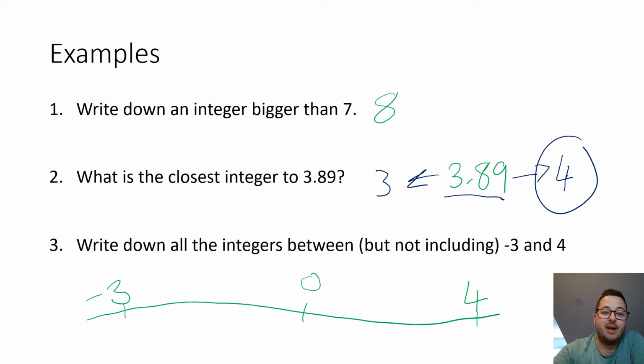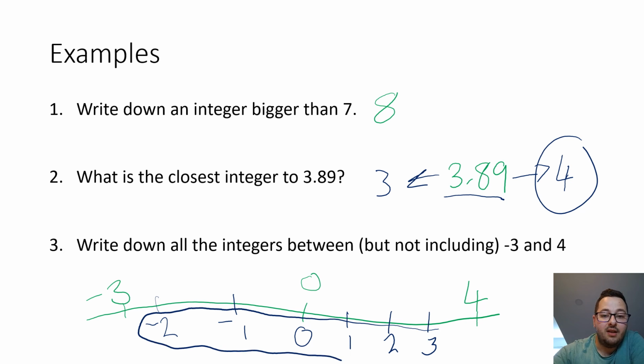So if we start from -3 then, we're going to get -2. We're going to get -1 and 0, so let's not forget the 0. And then we're going to get 1, 2, and 3. So all of these numbers here are all the integers between, but not including, so we're not including the ones on the end, -3 and 4.